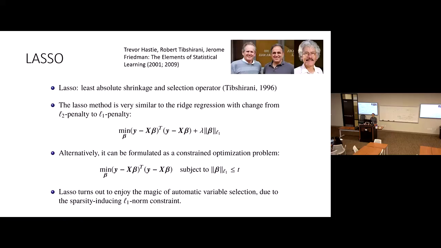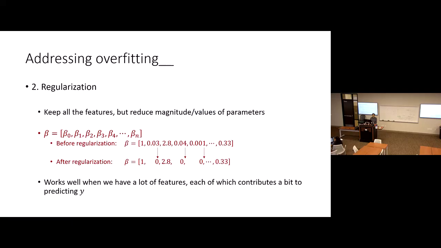So in 2001, 2009, several Stanford people came up with the lasso solution. This is called the least absolute shrinkage and selection operator. So how this works, this just tries to find a way to do this regularization and to select those beta values which are high enough.